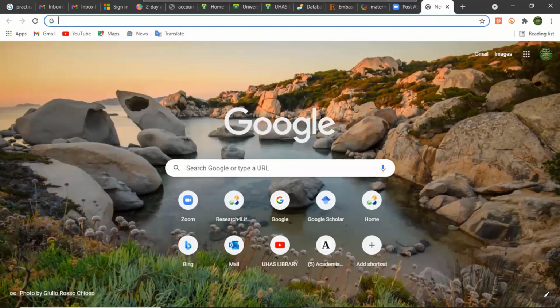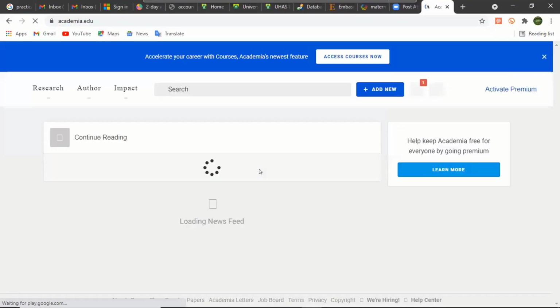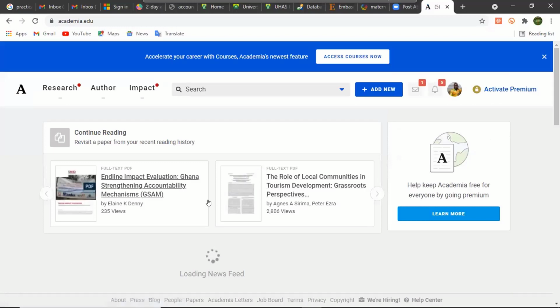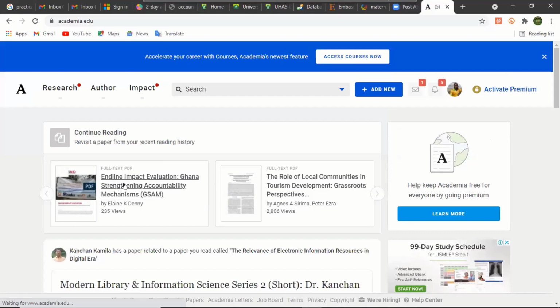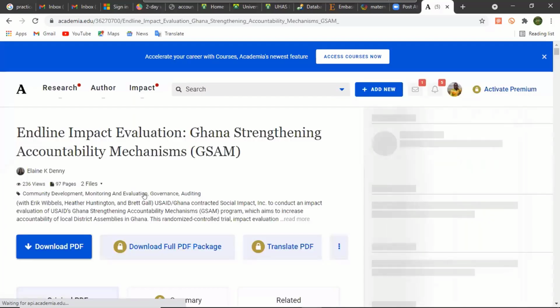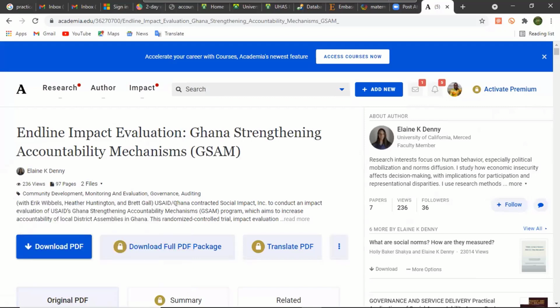I'll show you something. Look at academia.edu. I was surprised to find something interesting there. You see this particular publication, I searched for it this morning. This is an end-line impact evaluation of the Ghana Strengthening Accountability Mechanism, GSAM. I'm sure that some of you, the NGOs on this platform, may have participated in this particular project. It was a USAID sponsored project. You did all the groundwork, you gathered all the data, you submitted all the reports.